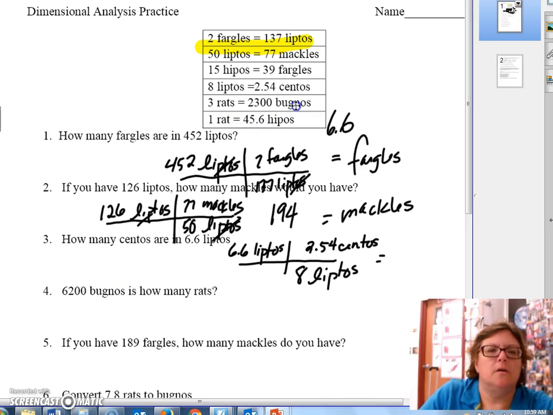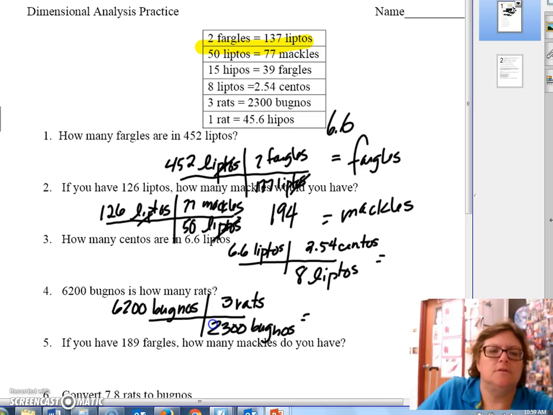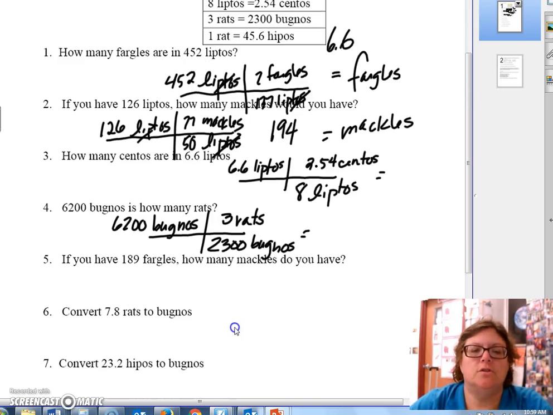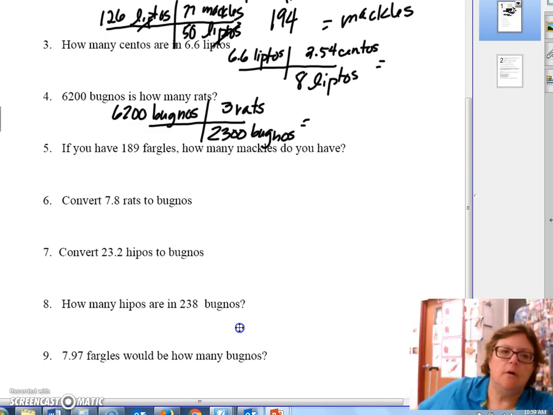Next, we have Bugnose and Rats. 6,200 Bugnose. And we know that there are 3 Rats for every 2,300 Bugnose. I'm just going to let you guys do that multiplication. I'm going to set the problems up.